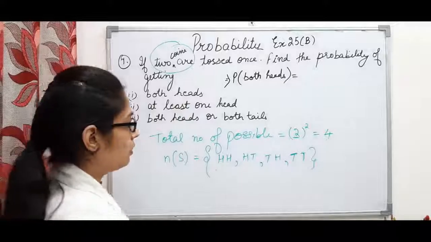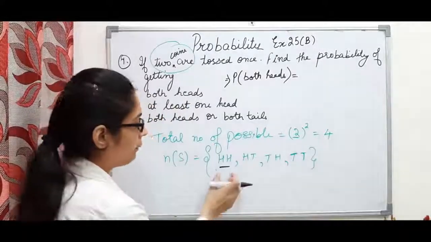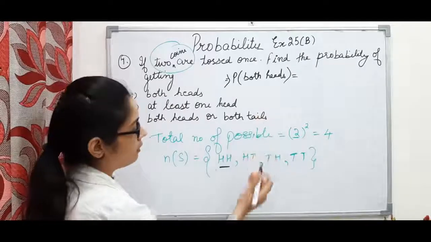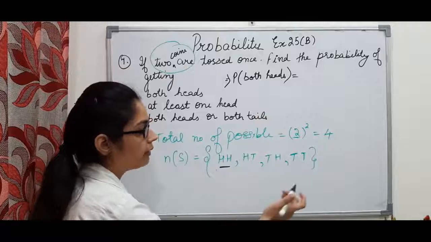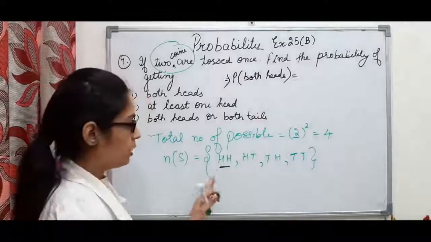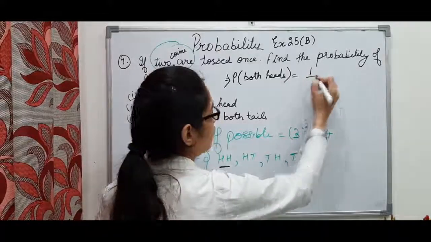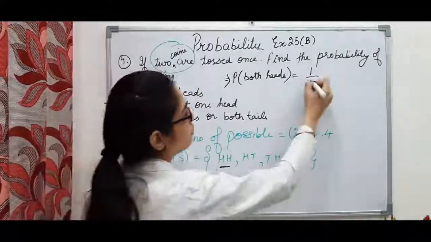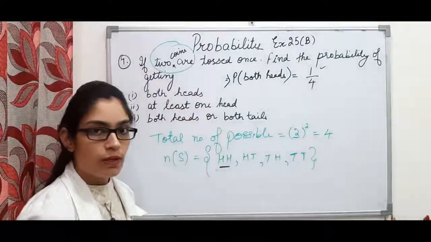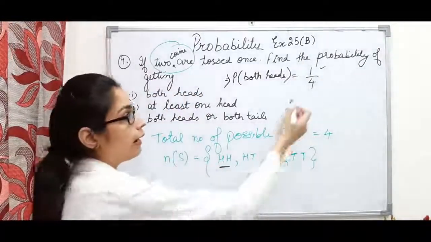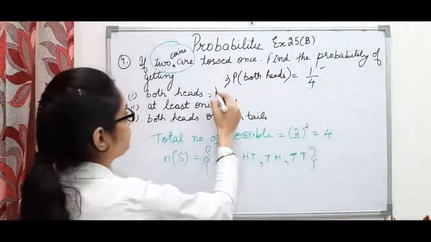Both heads: I can see there is only one chance of getting both heads. Here one head, one tail; here again one head, one tail; and here both tails. So I have only one chance of getting both heads. Total number of possible outcomes is 4. The formula you can write down: total number of outcomes favorable to E over total number of possible outcomes. So it will be 1 by 4.